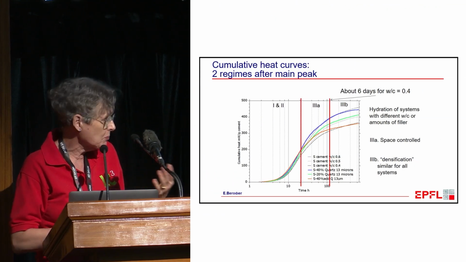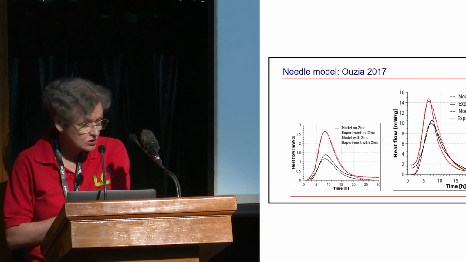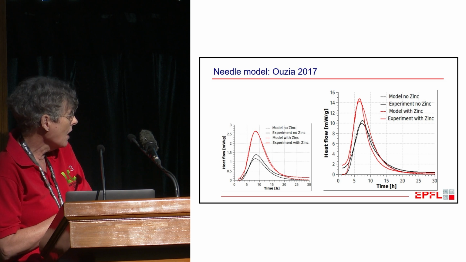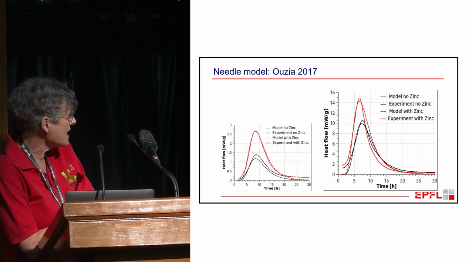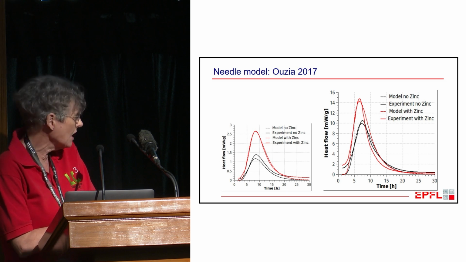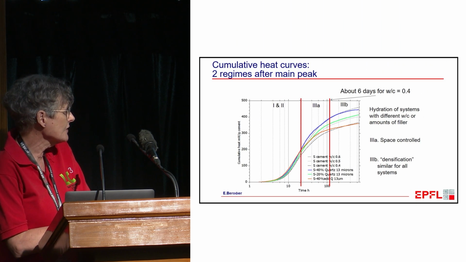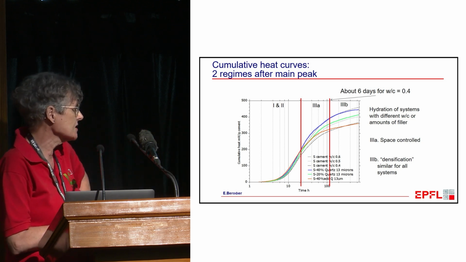And then when we plot this data, now this is cumulative data. So most of these curves I've been showing you earlier are what's called differential curves. So that's the rate of heat evolution. If we integrate this, if we add up all the heat under this curve, we come up with this cumulative curve here. And in this cumulative curve, we can see all these different experiments.